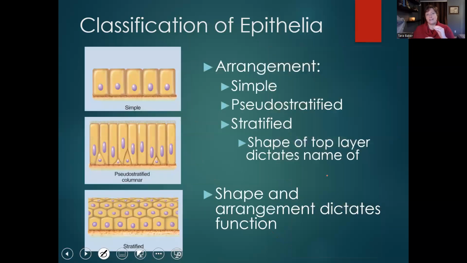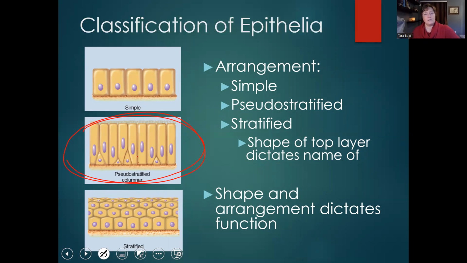Then we can put these cells in one single layer, and that's called a simple epithelia. So simple is one layer. Pseudostratified is when we have, it's really one layer, but it looks in a microscope like it's multiple layers. So if you look over here, this is pseudostratified. Stratified means multiple layers. So this is pseudostratified. It looks like there's multiple layers, but there isn't.